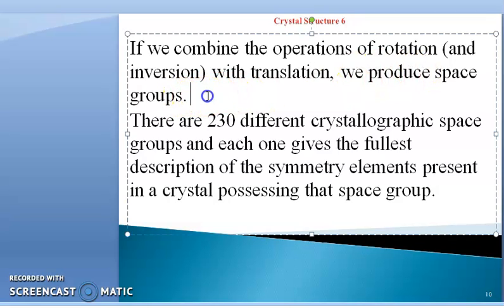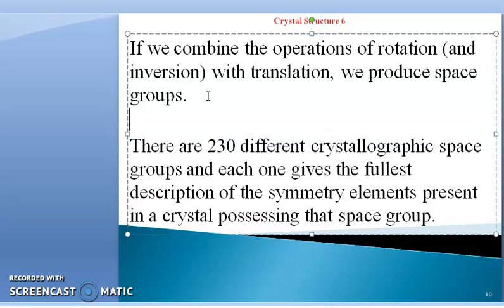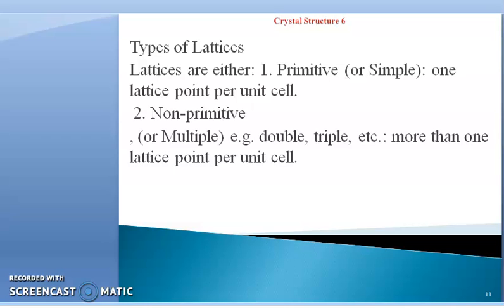Now remember, there are 230 different crystallographic space groups, and each one gives the fullest description of the symmetry elements present in a crystal possessing that space group. Got it? You see now what are the types of lattices.